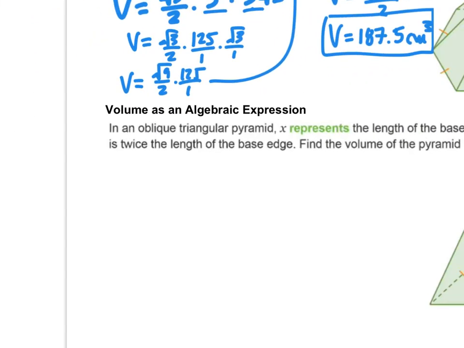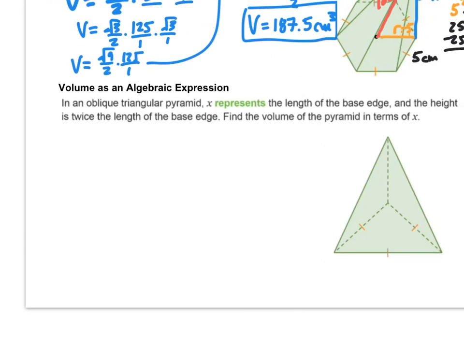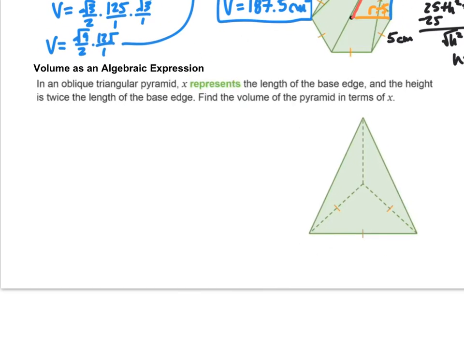On the next one, it says, in an oblique triangular pyramid, x represents the length of the base edge. So I'm going to label this as congruent, and this is going to be x. And the height is twice the length of the base edge. So if I draw a height, a value from my apex down to the center, and draw a right angle, my height is equal to 2x.